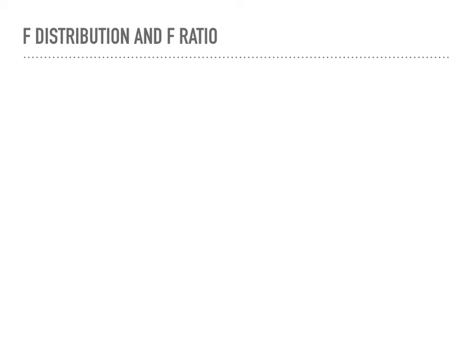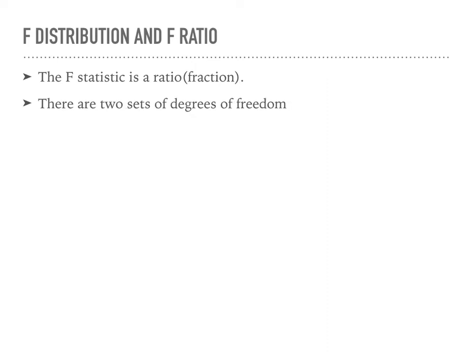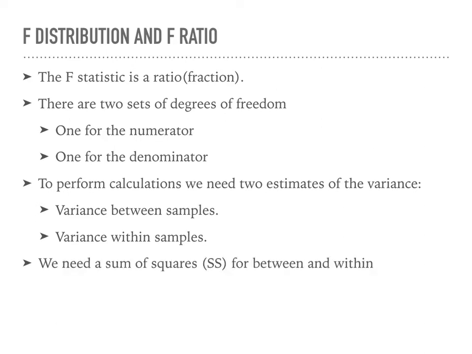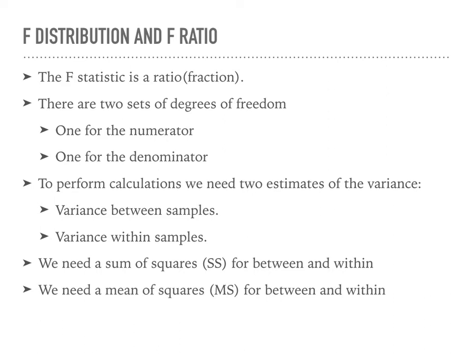So let's talk about the F distribution and the F ratio. The F statistic is a ratio or a fraction. There are 2 sets of degrees of freedom, one for the numerator and one for the denominator. To perform calculations, we need 2 estimates of the variance: variance between samples and variance within samples. We need a sum of squares, SS, for between and within, and we need a mean of squares, MS, for between and within. The F ratio is equal to the mean of squares between divided by the mean of squares within.